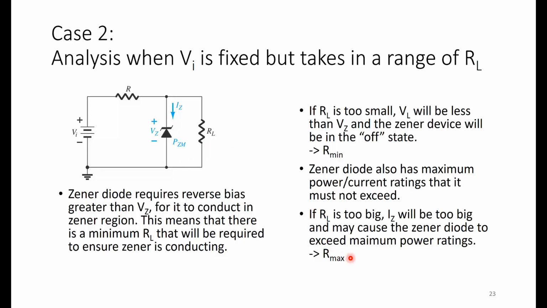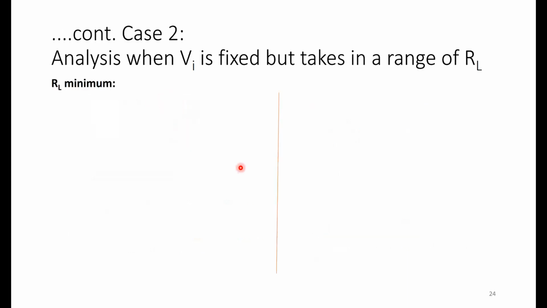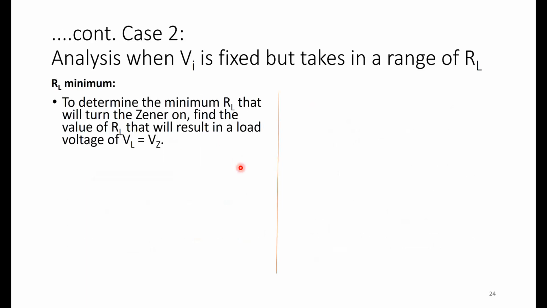When we calculate, first we have to consider R min, which means that we need to consider the voltage here, and the next one is to consider Kirchhoff's current law to check what IZ is going to be. Now let's start with RL minimum. To determine the minimum RL that will turn on the Zener diode, we will use the same concept that we had with case 1.